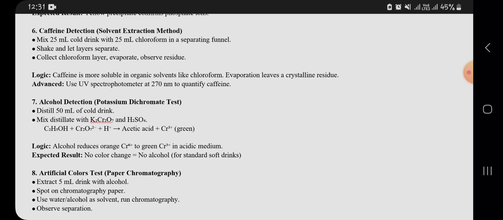Next one is alcohol detection, which is the potassium dichromate test. Distill 50 ml of cold drink, mix distillate with potassium dichromate and sulfuric acid. Its logic is alcohol reduces orange chromium to green chromium in acidic medium. Expected result is no color change, meaning no alcohol.